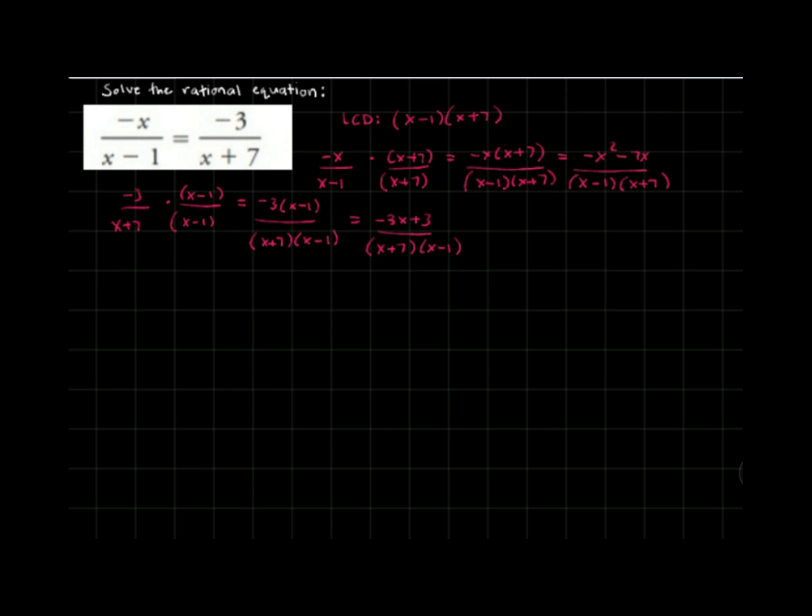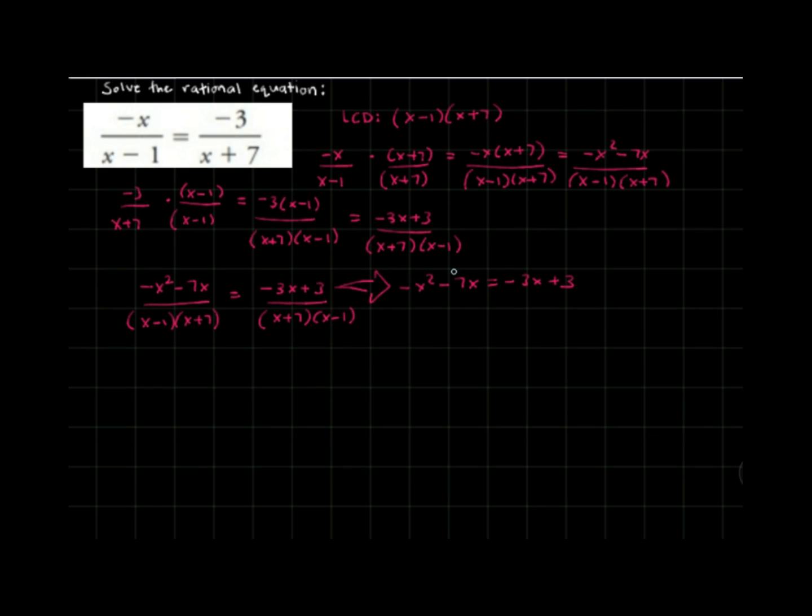And now that you have the two denominators that are the same, what you want to do is equate the two, so you get negative x squared minus 7x over x minus 1 times x plus 7 is equal to negative 3x plus 3 over x plus 7 times x minus 1. And once the two denominators are the same, I'm going to equate the numerators, so you can just work with the numerators right now. So you get negative x squared minus 7x is equal to negative 3x plus 3. And you want to solve the rational equation.